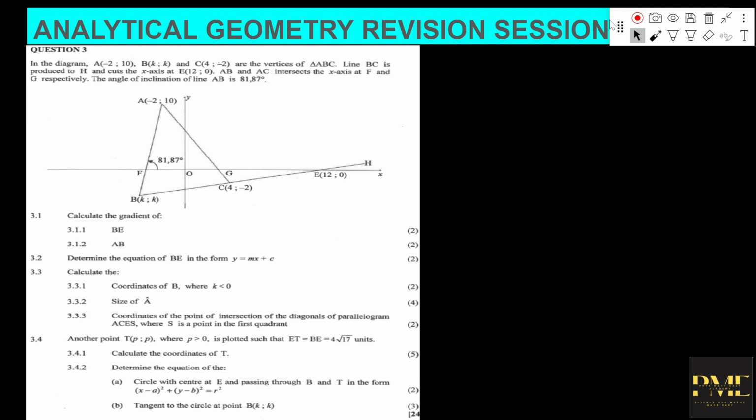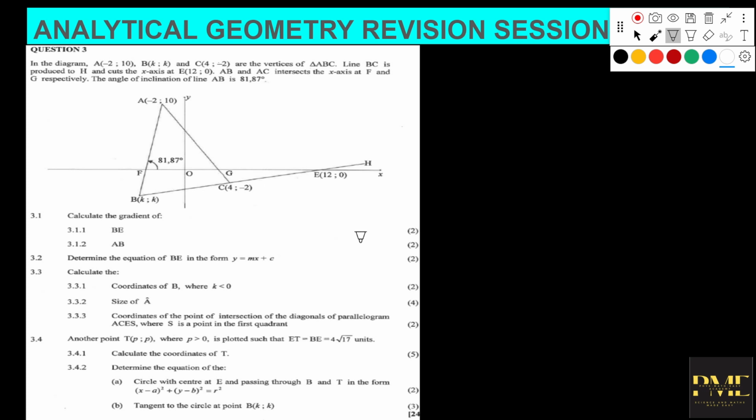Here we are looking at our approach to question papers when it comes to analytical geometry. Feel at home. You're also allowed to pause the video and attempt the question, and then you can press play. You can do anything, okay? We're just going to be going through the questions, and then we will try to elaborate and explain as we move along.